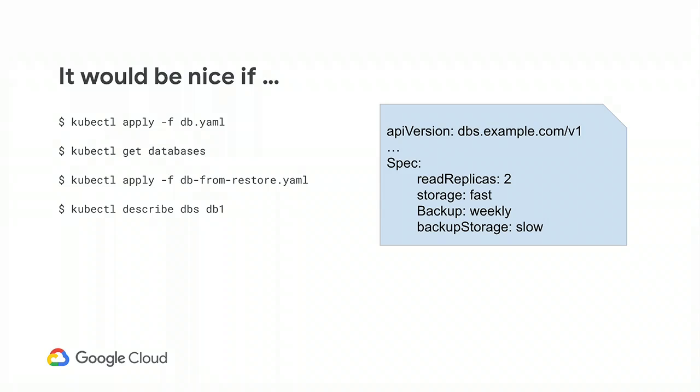So what would have been really nice is if you could model all these operations of these complex applications as declarative APIs, and use the same tooling like kubectl to operate on them. For example, if I want to launch a DB instance, I could just say, here is a spec for my DB instance, which has read replicas as 2. Storage is, I want this sort of storage. I want backup to be done weekly. I want backup storage to be using slow disk and things like those. And I can manage all those operations using the kubectl API tooling.